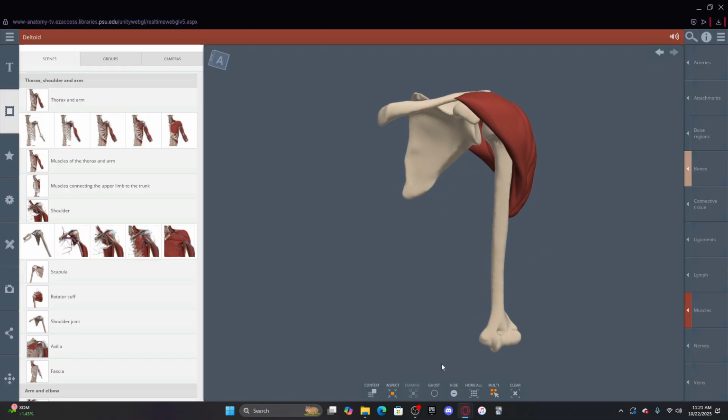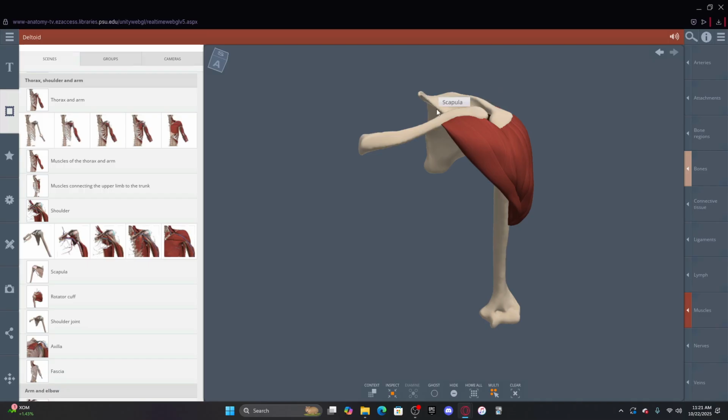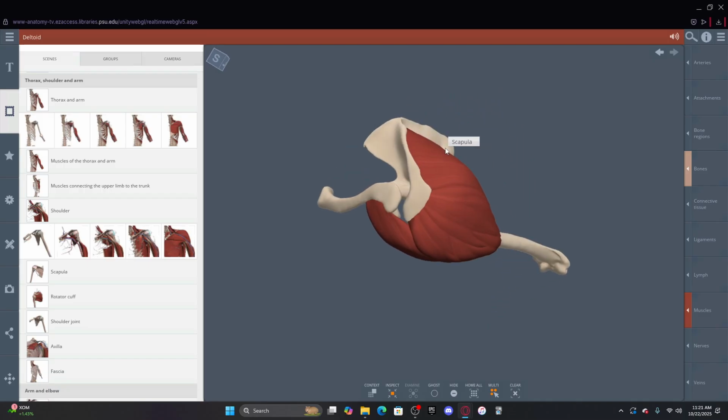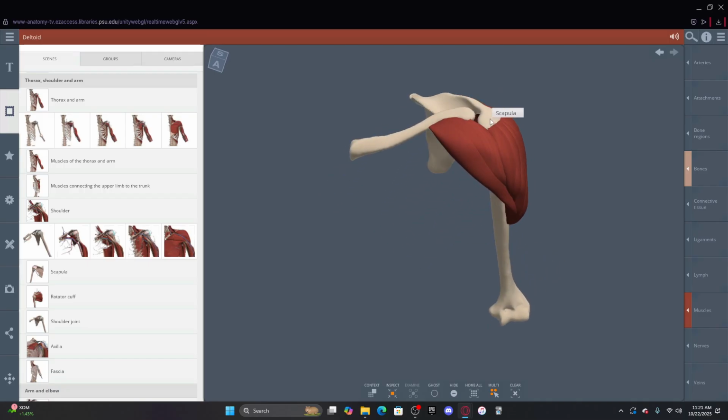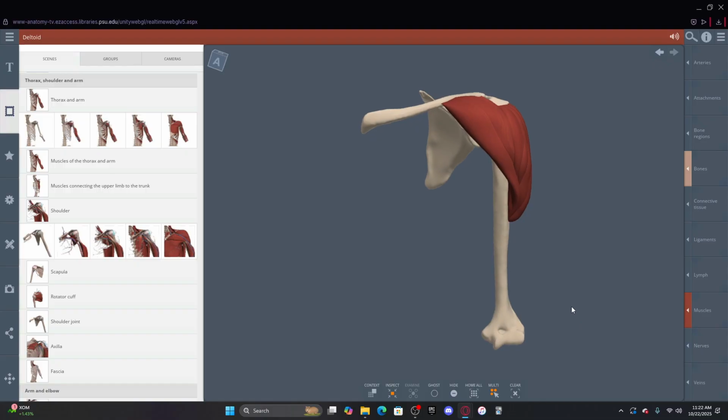Our deltoid is going to be responsible for abducting, flexing, extending, and medially and laterally rotating the glenohumeral joint. We can see its attachment points. Again, it goes from the scapular spine, the acromion process, all the way to the humeral shaft, and we can see it at the acromial end of the clavicle as well.